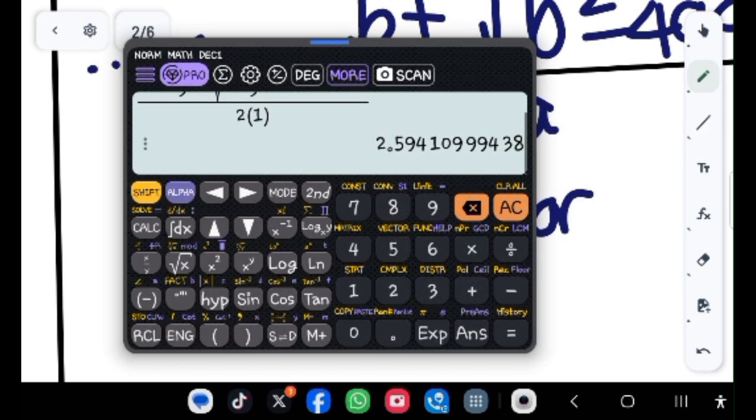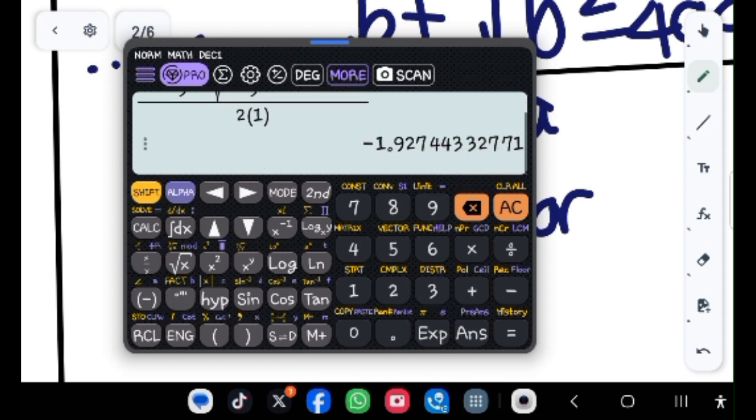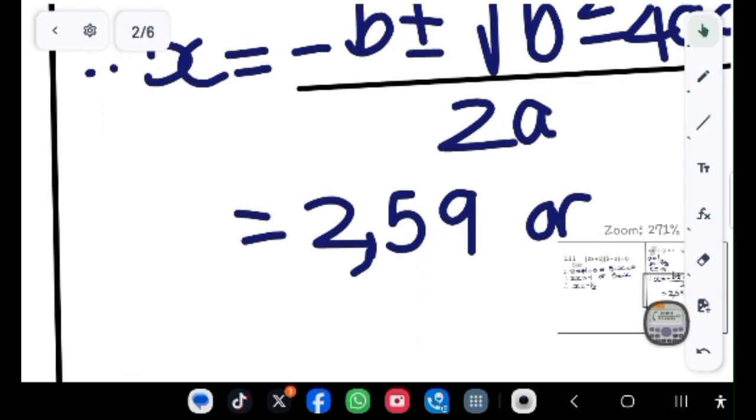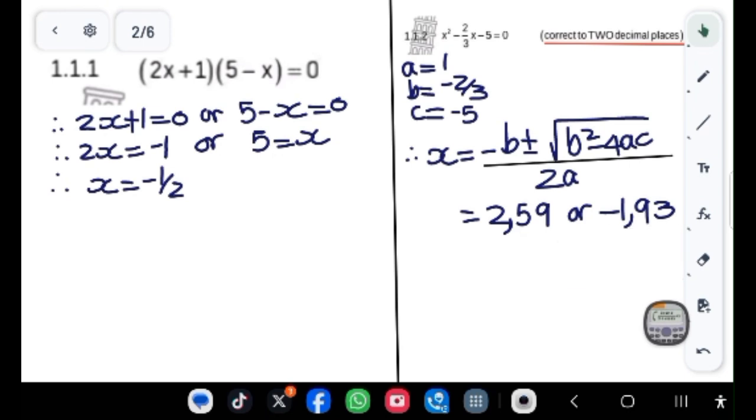Or, now to find the second one is very easy. You just go back to your calculator. Don't start from the bottom. Just remove the plus before the square root sign and replace it with the minus, negative, and it will give you the other root. Easy peasy, quick and easy to use. Now there is negative 1,927. We round that off correct to 2 decimals. It will give you negative 1,93. Make sure you round off correctly. Negative 1,93. And that's the answer there.